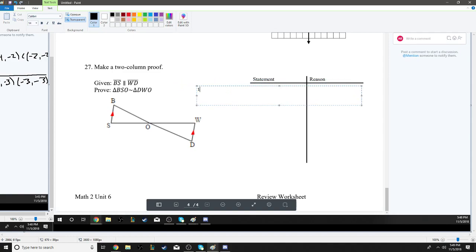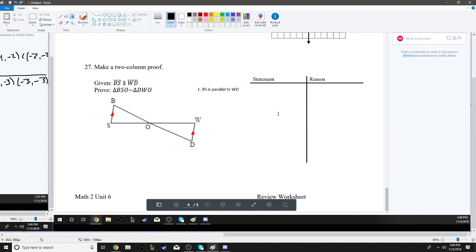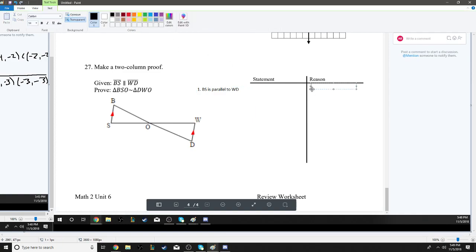Okay, so, statement 1. BS is parallel to WD. And our reason for that is given.